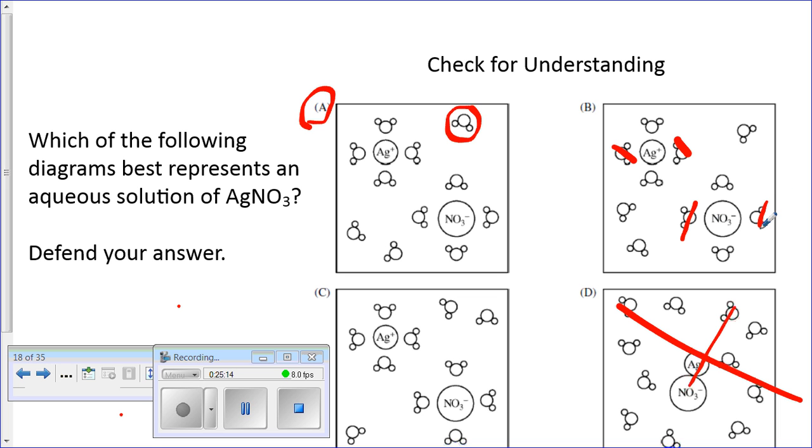And then in C, there's no distinction between how the water is going to orient around the positive ion versus the negative ion. So in both cases, the water is pointing with its negative oxygen end towards the ions, which is great for the silver. That totally works, but not so great for the nitrate because you've got unlike charges. So you've got the negative end of water oriented next to this negative ion, and that's not going to work. Okay, so A is your best answer.